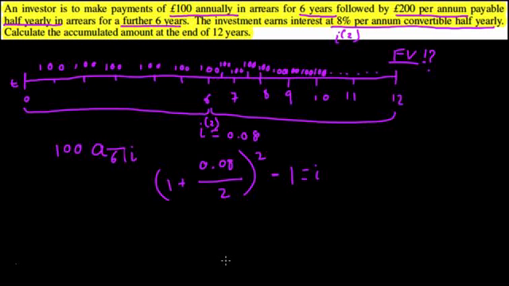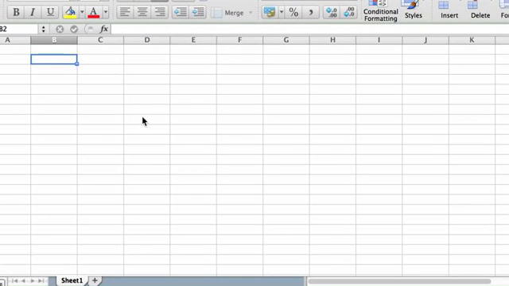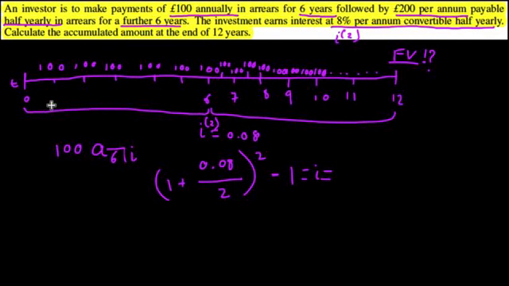So let's just use Excel to tell us what i is equal to. It equals 1 plus 0.04, because that's 0.08 divided by 2, to the power of 2, minus 1. Here we go, 0.0816. Okay, so this bit over here is actually 100 a_6 at 0.0816. Okay, cool. And in fact, this is the present value, so that's what that bit is over there.